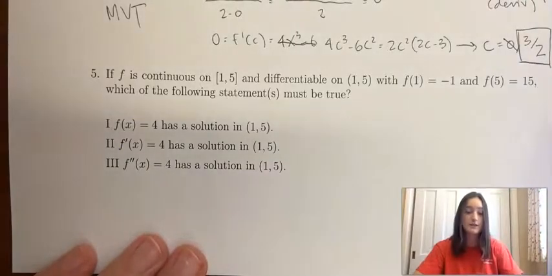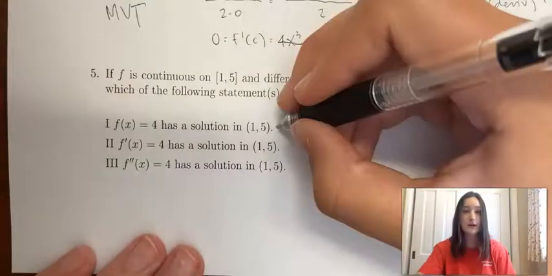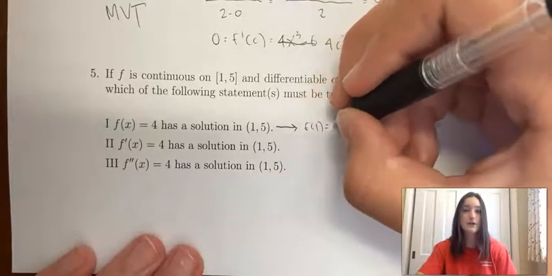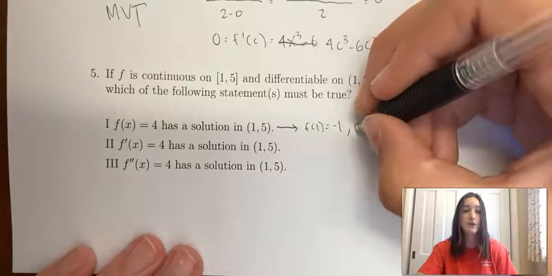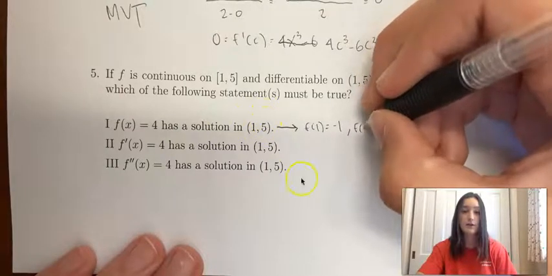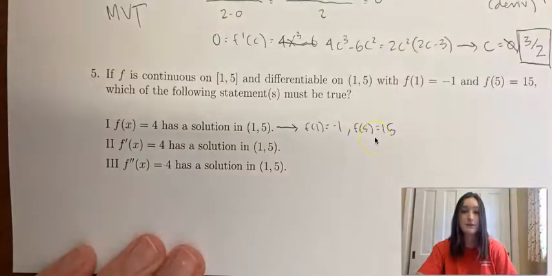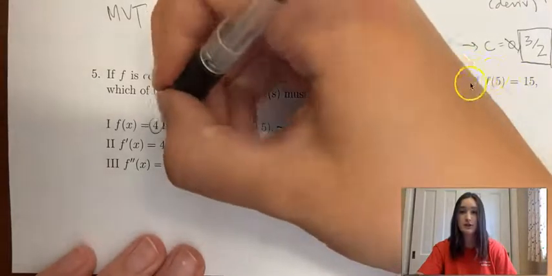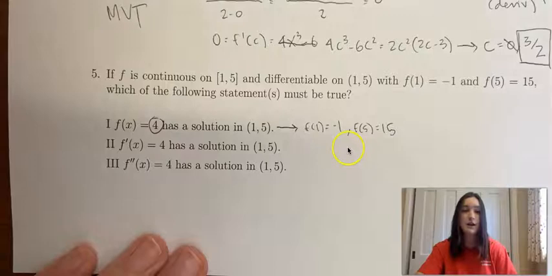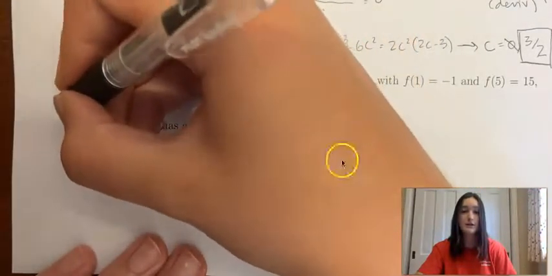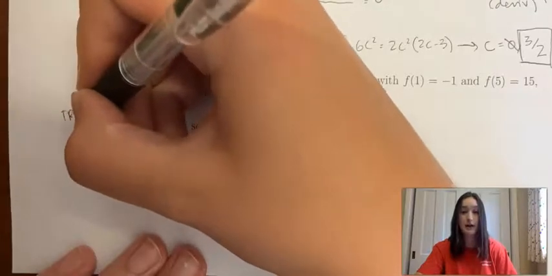Remember, IVT is just showing that a number is in between two other numbers. So in this case, we're trying to find out if the y value of 4 is in between the y value of 1 and 5. What I'm writing out here is f of 1 is -1, f of 5 is 15, and I'm just looking at my givens to get that information. And I know that 4 is in between -1 and 15, so that has to be true by IVT.